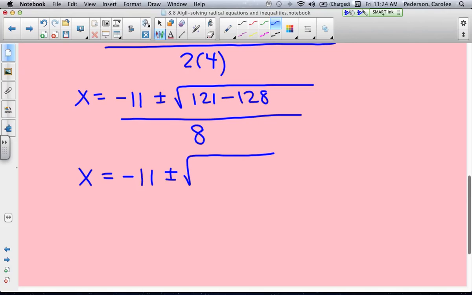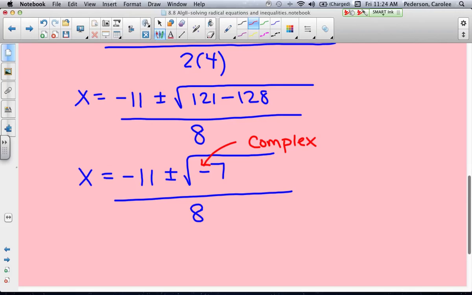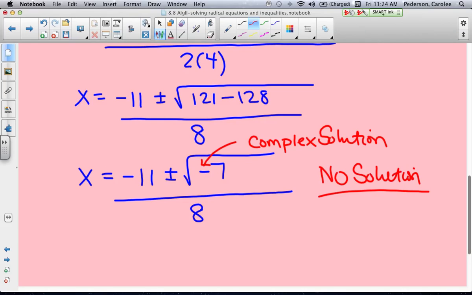121 minus 128 is negative 7. An issue pops up. If you remember back from earlier this school year, what happens when you have a negative? That's considered a complex solution because of that negative. So we say in this case, no solution possible because of that negative radical.